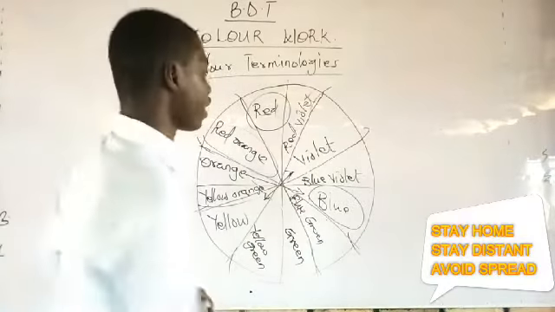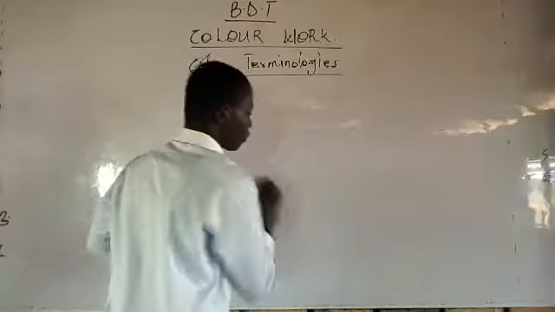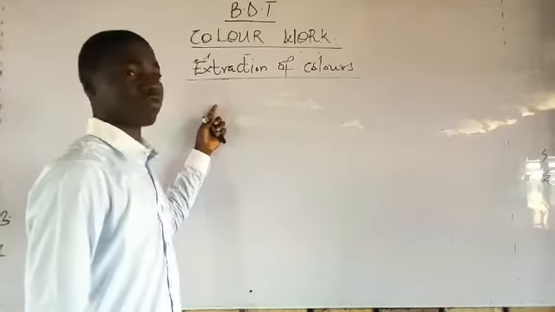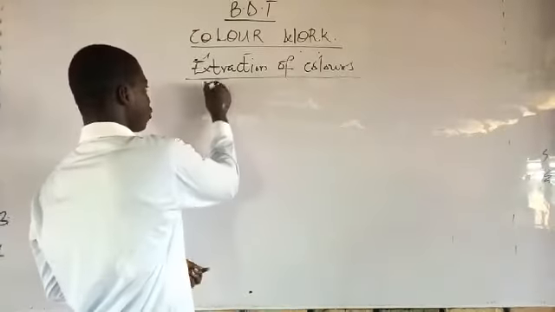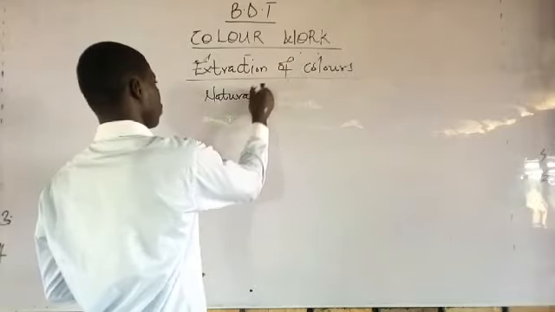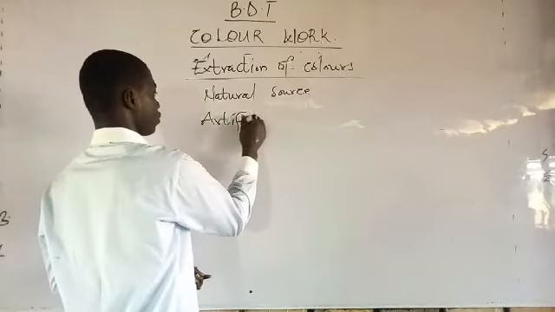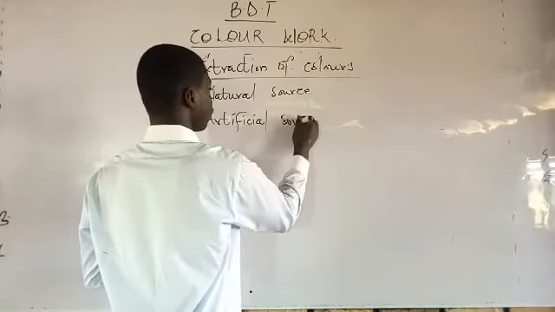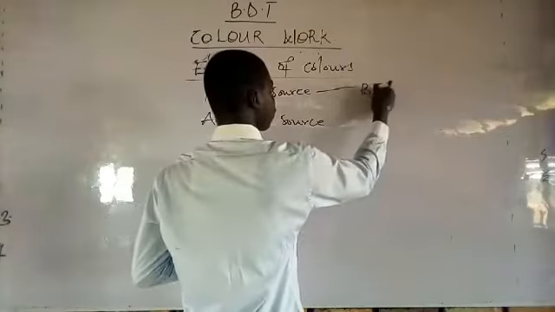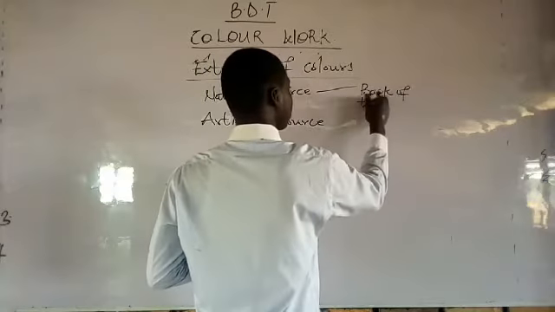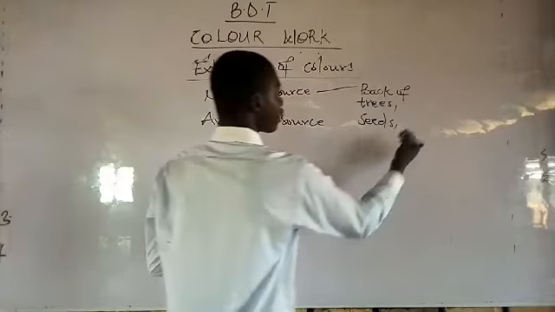Okay, now let's look at the extraction of colors. The extraction of colors here talks of where we can get color or colors. Now it is grouped into two. We have the natural source and then the artificial source. Under the natural source we can get some from the bark of trees, seeds, and then even leaves.